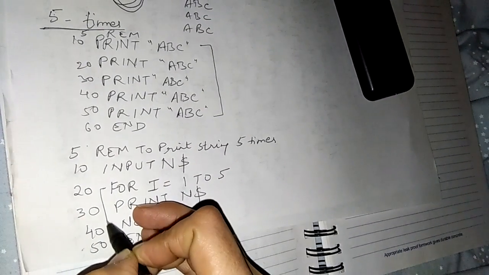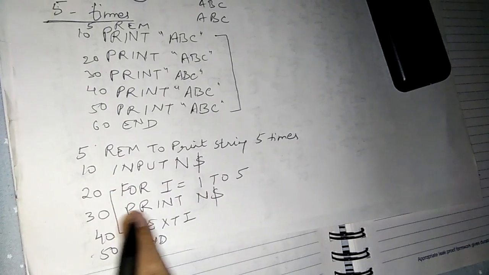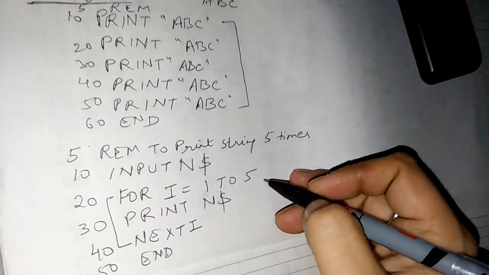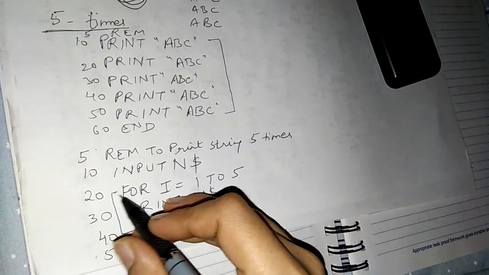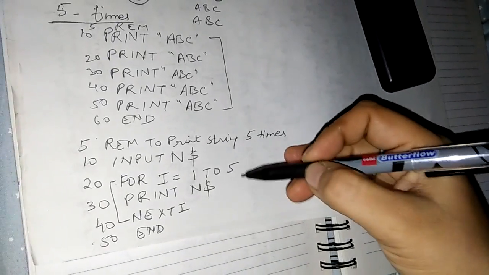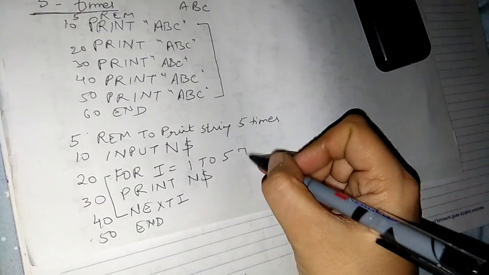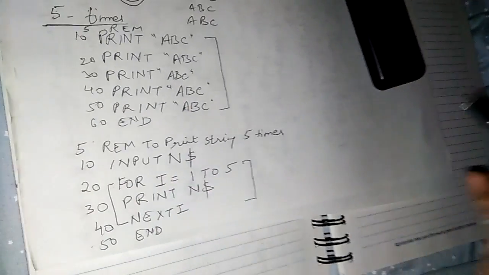Just by writing this set, I can run this print $ 5 times. I can make it 50, I can make it 5,500, whatever number of times I want to print, I can put it in a loop. The counter will count how many times we are repeating that statement.